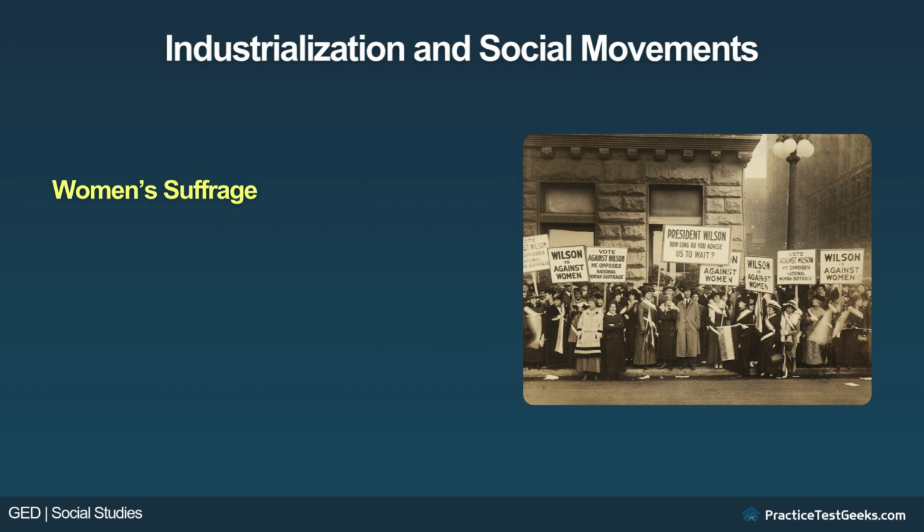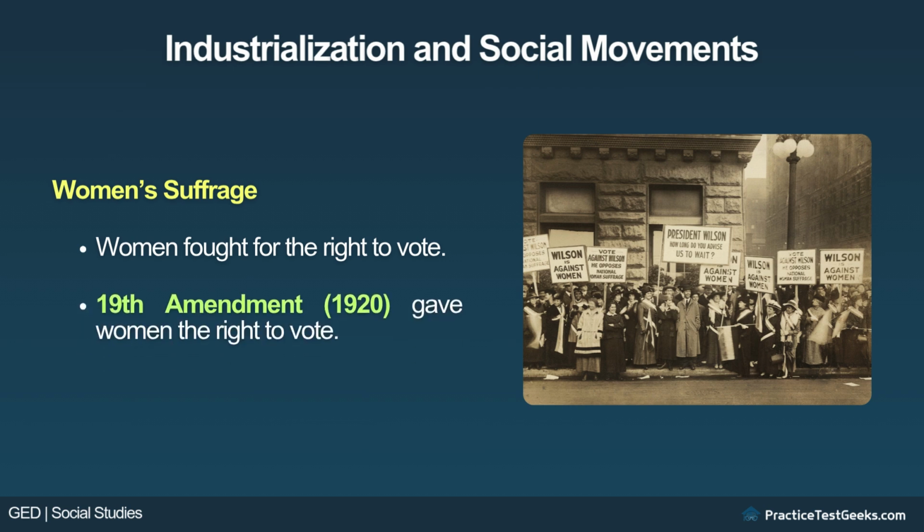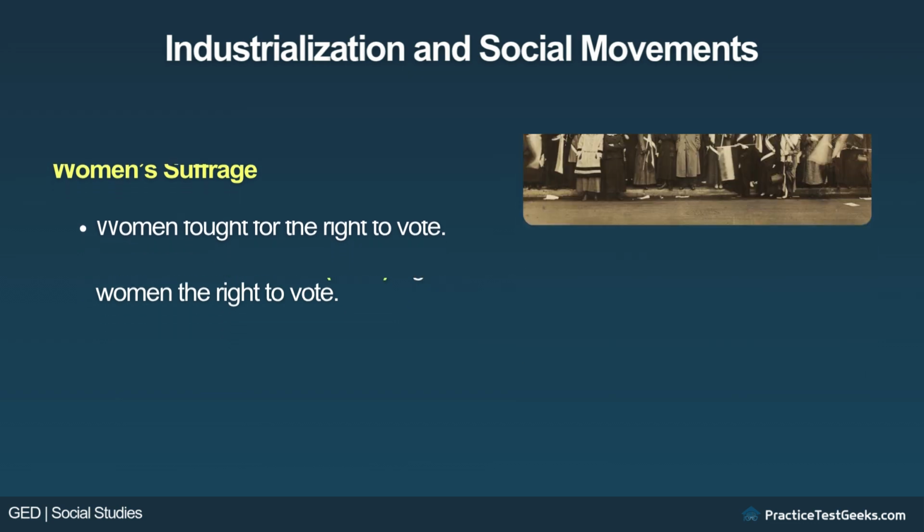Women's suffrage. As the nation grew, so did demands for equality. Women organized and protested for the right to vote. After decades of activism, the 19th Amendment was ratified in 1920, granting women the right to vote in national elections.